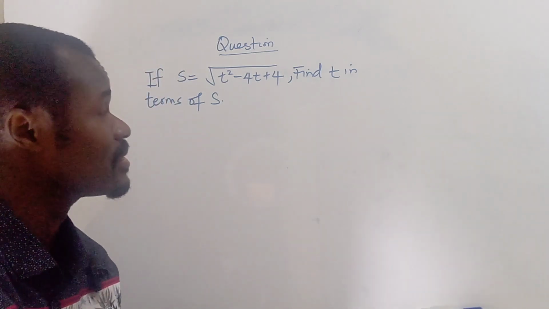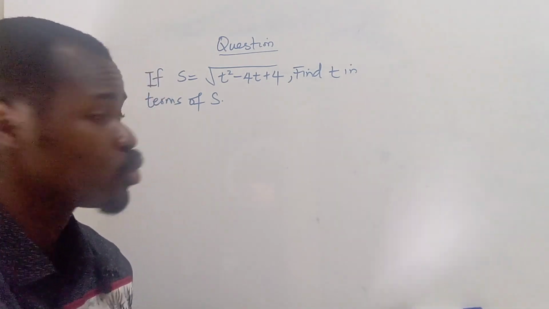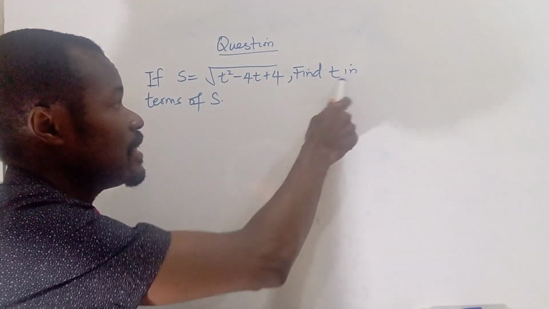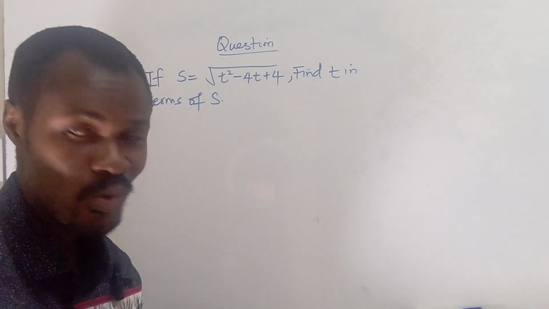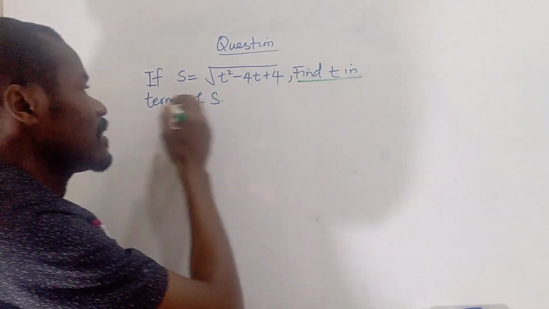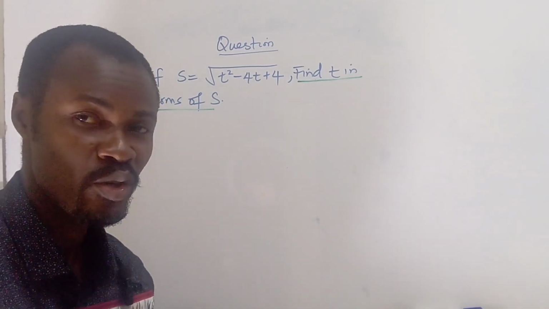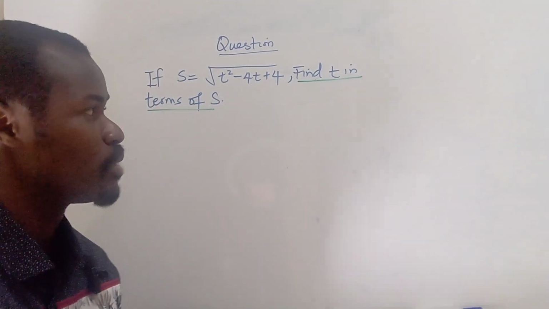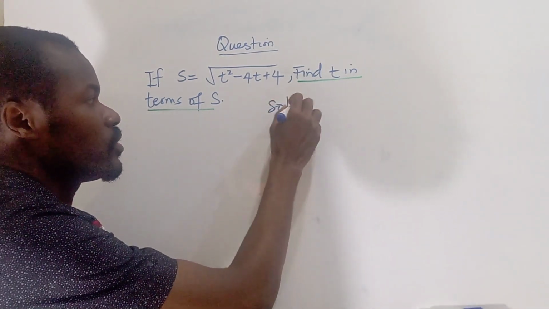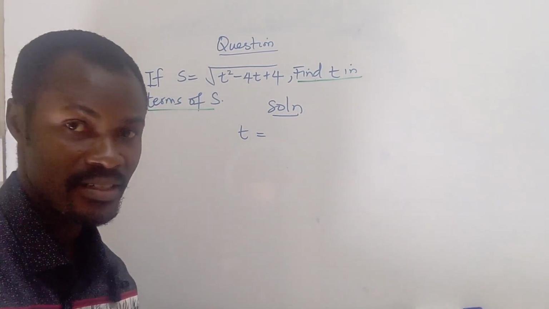So let's get right into today's question. It says if s is the square root of t squared minus 4t plus 4, we should find t in terms of s. So what does that mean? Whenever you come across the statement "find t in terms of s", they are trying to tell you to make t the subject. So it means we want to solve all this so that t stands alone at the left hand side.